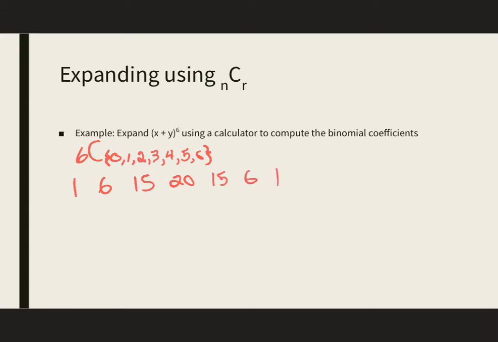We just plug those coefficients along with the variables in their powers, starting with x^6 and y^0. Reduce the powers of x, increase the powers of y until we get y^6 at the end, along with that coefficient of 1 at the end. And that's it.